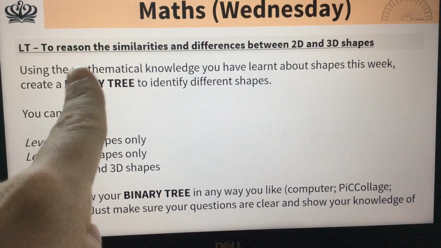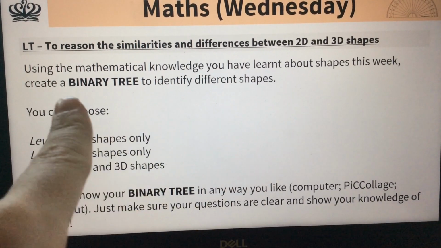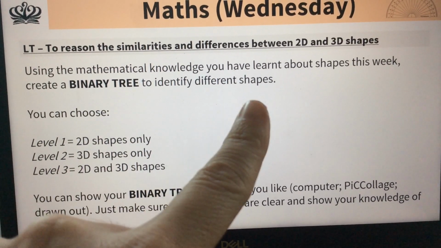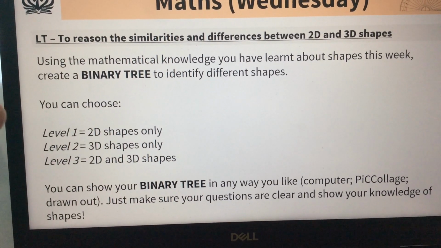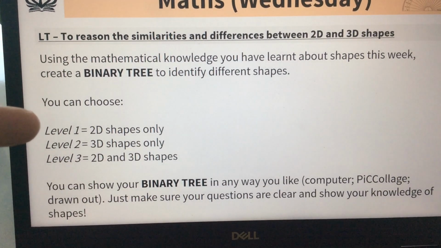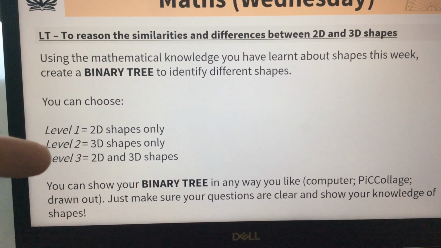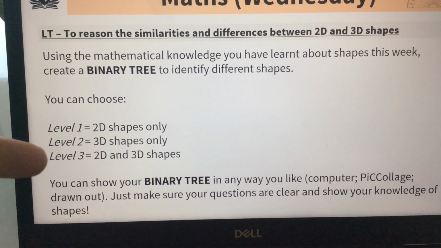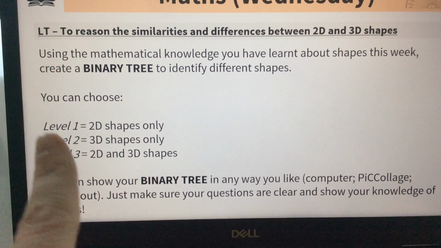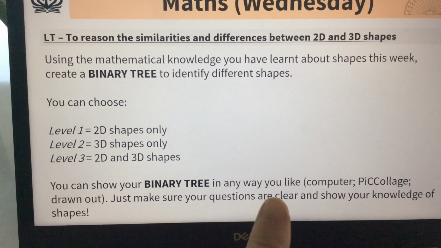So it says, using the mathematical knowledge you've learned about shapes this week, create a binary tree to identify different shapes. You can choose just doing 2D shapes is level 1, 3D shapes only is level 2, level 3 is 2D and 3D shapes, okay? And it says here you can show your binary tree in any way.